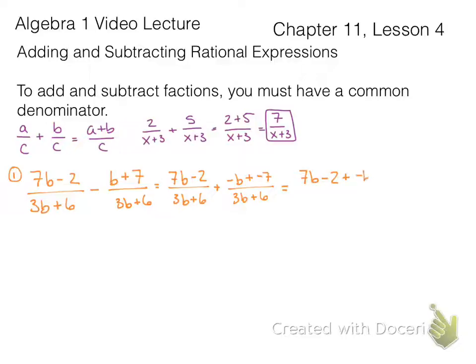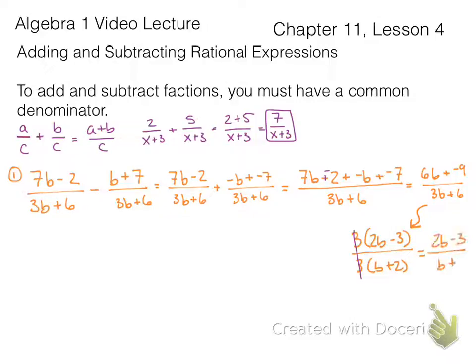Then I'm going to write them all over the same denominator, add the opposite, simplify. The thing is, I can simplify one more time. I can pull out a 3 out of both the 6b plus negative 9 and a 3 out of 3b plus 6. And I'm going to get that. And there we go, simplified.